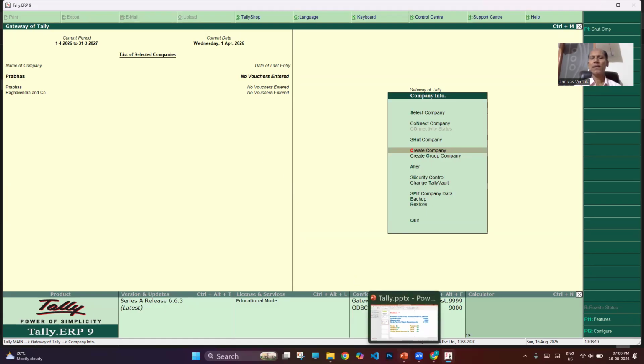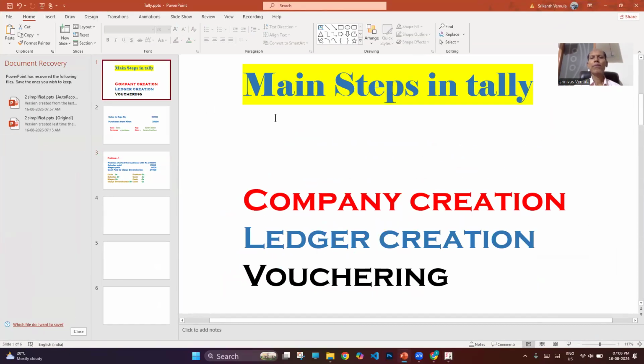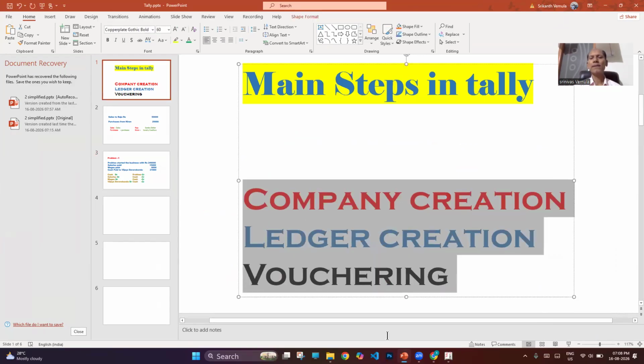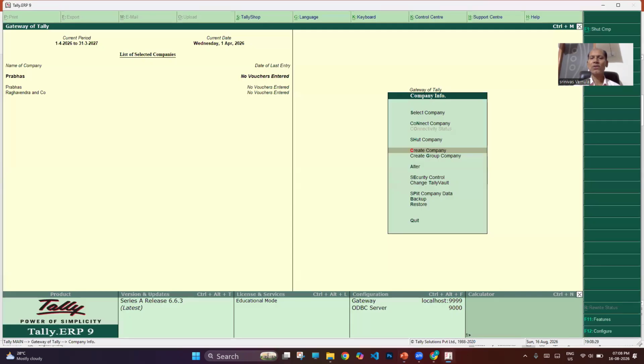Clear? So in Tally, these three are the main steps: company creation, ledger creation, and vouchering. So just now we have created the company. So now let us go to the creation of ledgers.